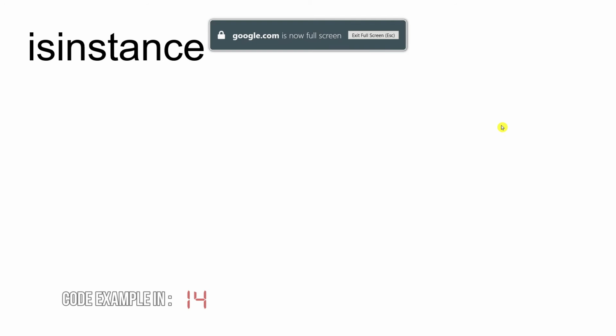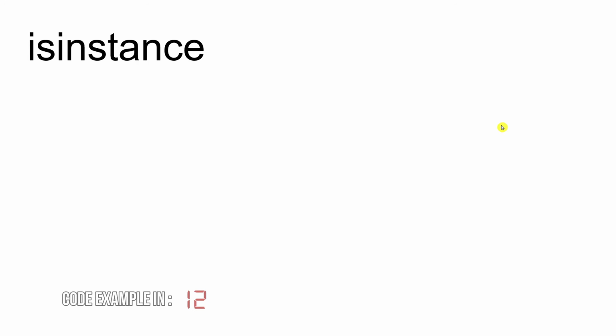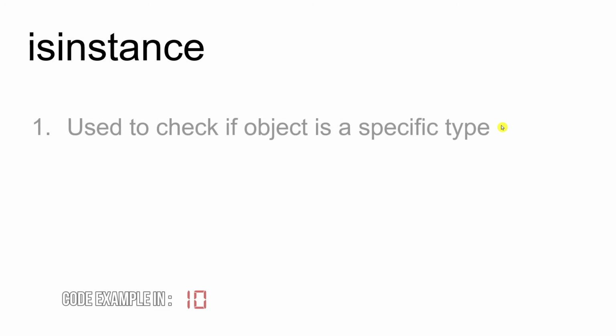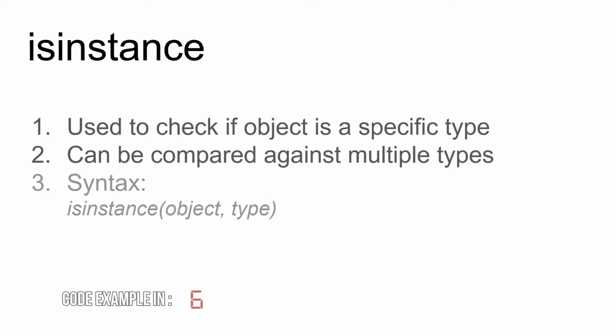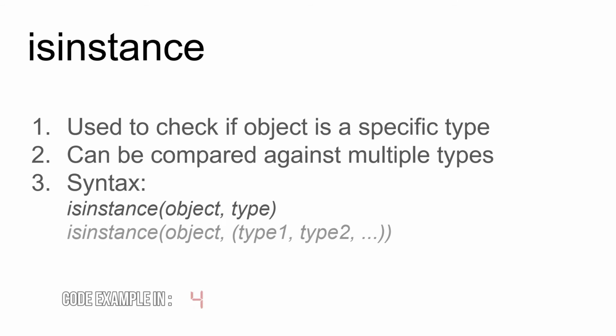Okay, so the next function is isinstance. isinstance is very helpful if you want to check whether a specific object is of a specific type or not. The isinstance function returns true if the specified object is of the specified type, otherwise it returns false. So let's see some code.